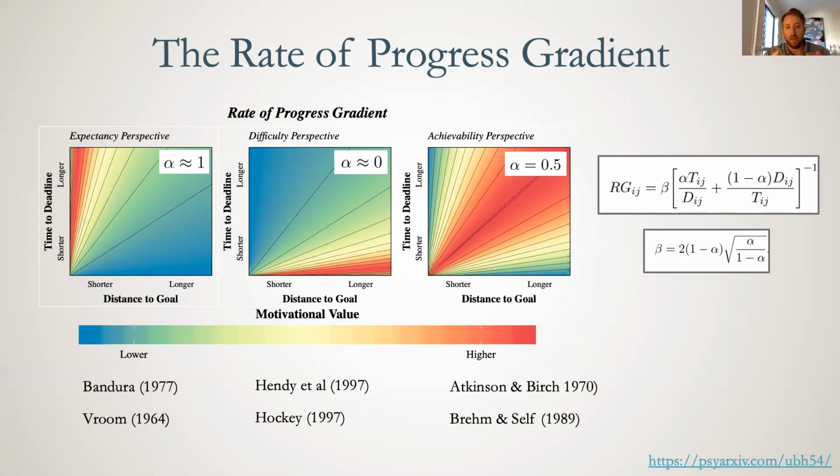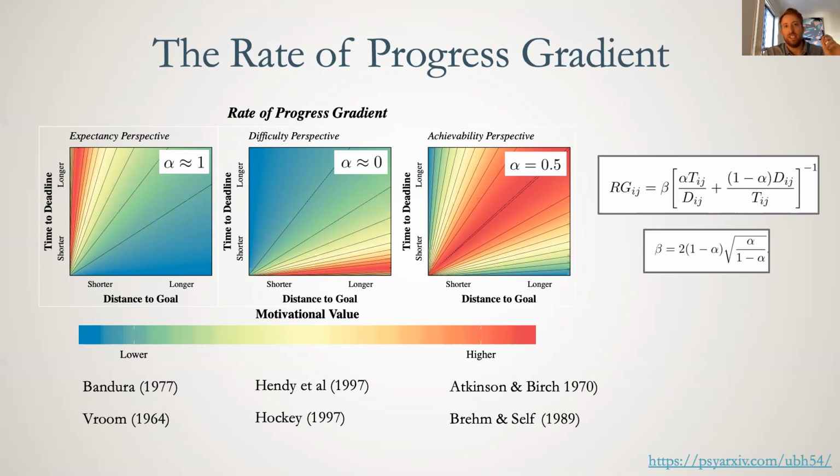There's the difficulty perspective, which is in the middle, which assumes that motivation increases with the rate of progress needed. This perspective is consistent with studies of time pressure, which show that people adjust effort expenditure in line with the rate of progress that's required to achieve the goal. And finally, there are theories that propose a non-monotonic relationship between difficulty and motivation, such that motivation is highest when the difficulty of achieving the goal is moderate and lower when the goal is either too easy or too hard.